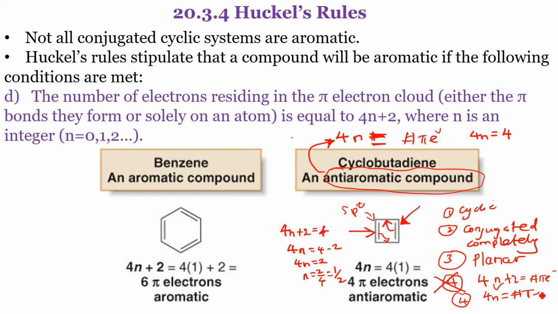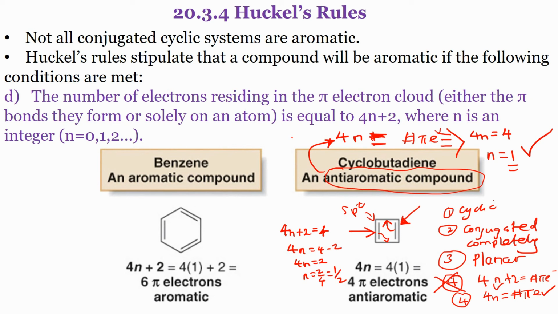Where n solves for a whole number. So let's do it. 4n equals the number of pi electrons. How many pi electrons? 4. So we put 4 there. n equals 1. So it passes the 4n rule, not 4n plus 2. So that's how you qualify anti-aromatic compounds.